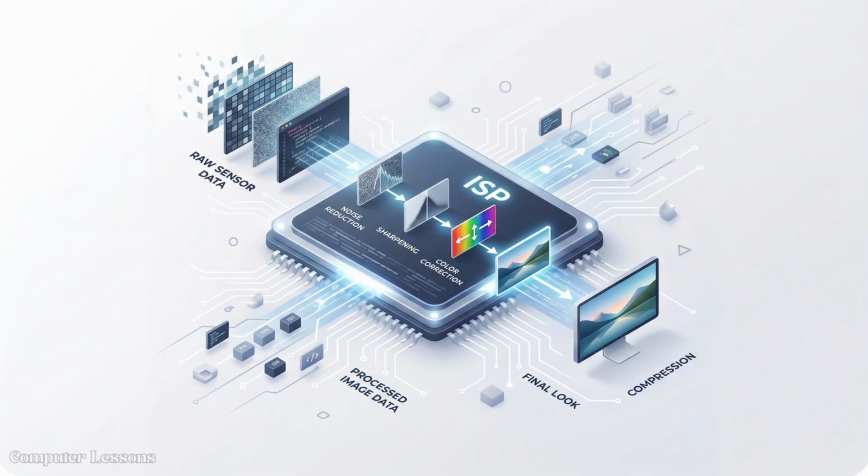The Image Signal Processor, or ISP, is a dedicated chip that handles the massive flow of data. It performs noise reduction, sharpening, and color correction in real time as the data leaves the sensor. The ISP is responsible for the final look of the image before compression occurs.